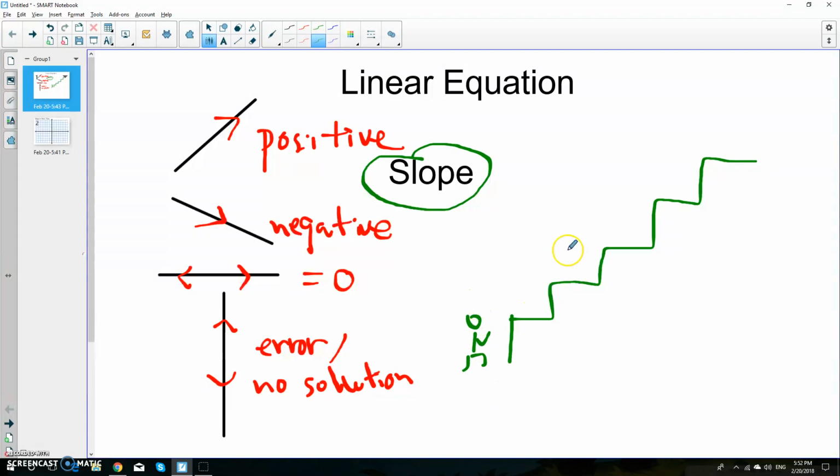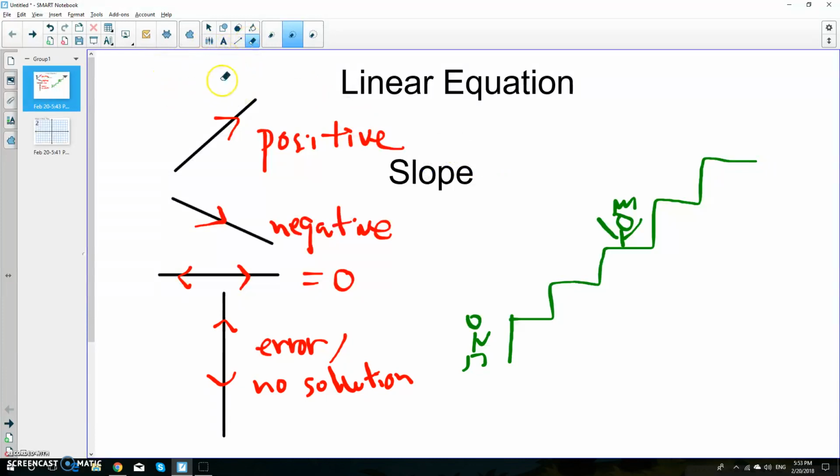Okay, if this person ended up up here, how many steps has this person actually gone up? 1, 2, 3, right? He's gone up 3 times, and he actually moved forward 1, 2, 3 times. So if this person is going up somewhere, the slope is rise over run. That's the absolute basic of understanding what slope means. Slope is simply rise over run.